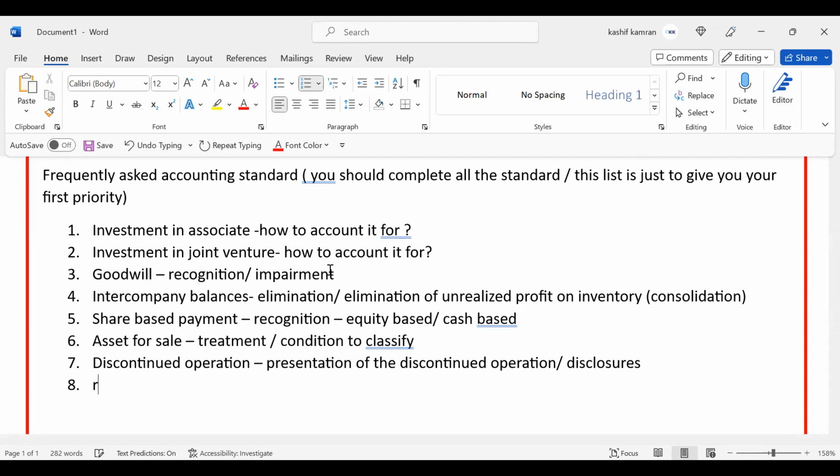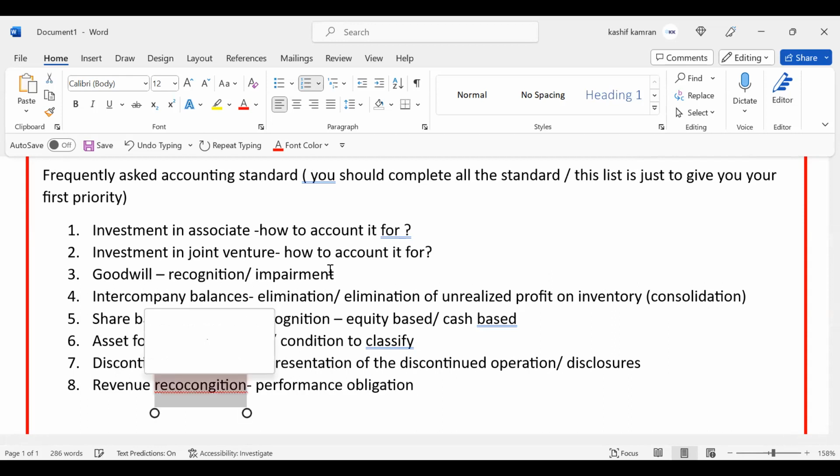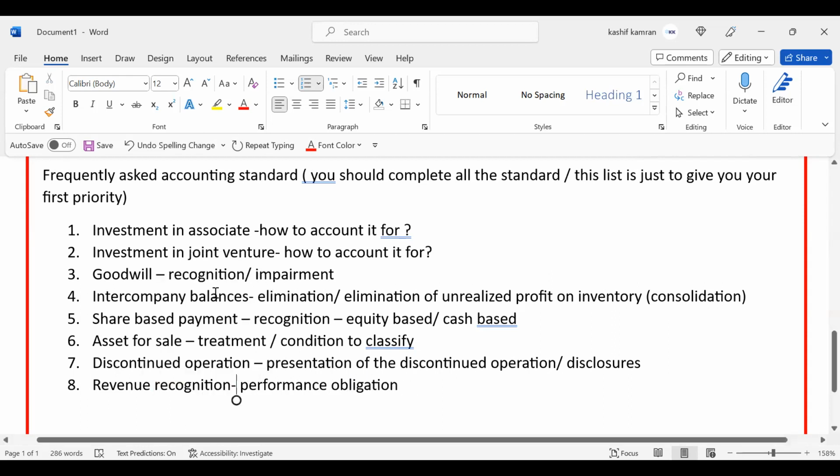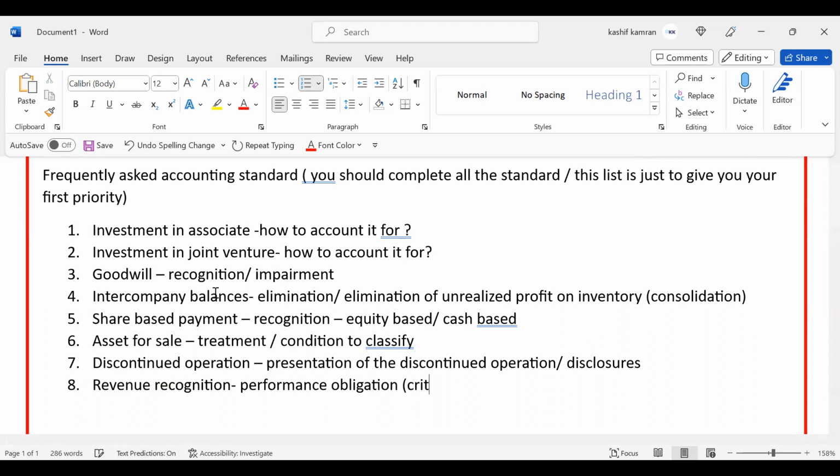The next, revenue recognition, such an important one. You should know revenue recognition. You should know performance obligation and the criteria of performance obligation, because in the exam you need to judge when the revenue should be recorded, which is pretty easy in the AAA paper. But you need to match it in the case study, whether that is fulfilled or not.